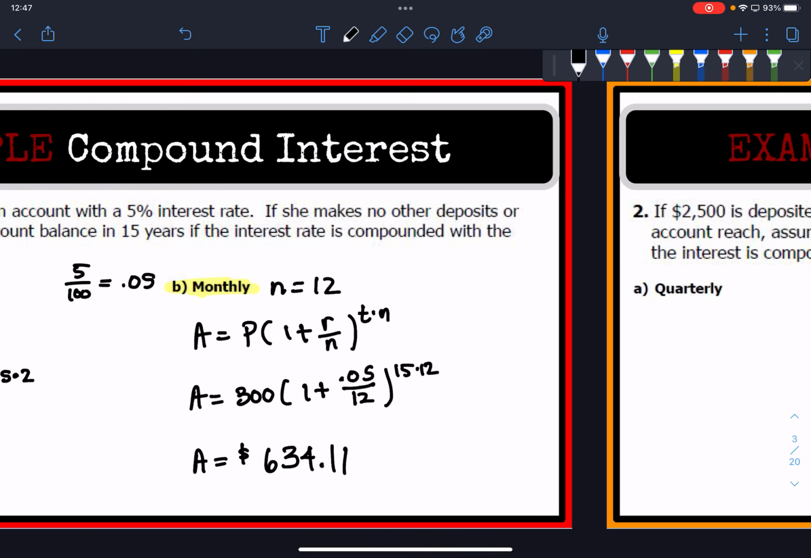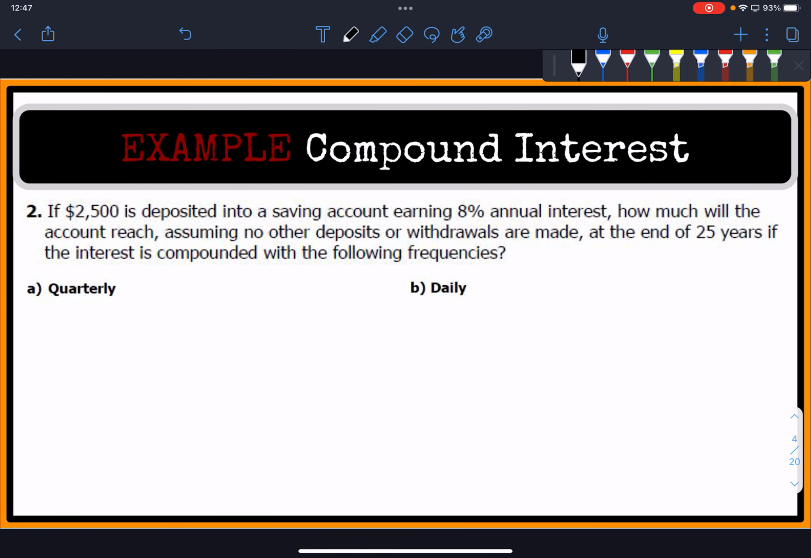So let's look at another example. Let's say we're now going to compound on a quarterly and a daily basis. So if $2,500 is deposited into an account earning 8.5%, how much will the account reach, assuming no other deposits or withdrawals are made from the account at the end of 25 years if the interest is compounded with the following frequencies? So let's start off with part A, and let's say we do it quarterly. Well, in a year, that means we're going to do it 4 times. Quarterly means 4 times.